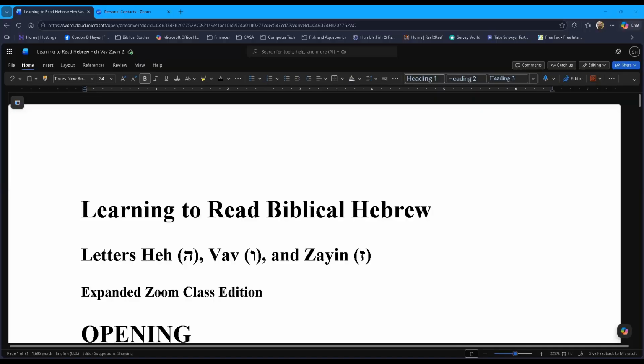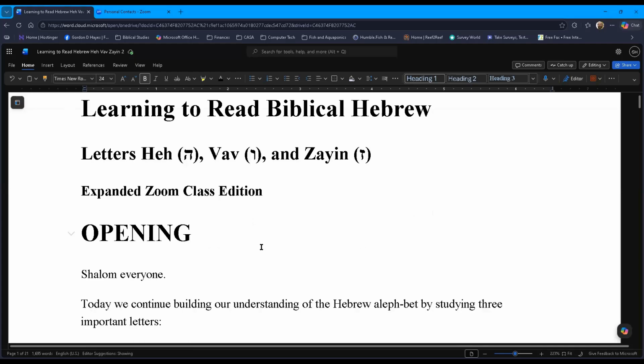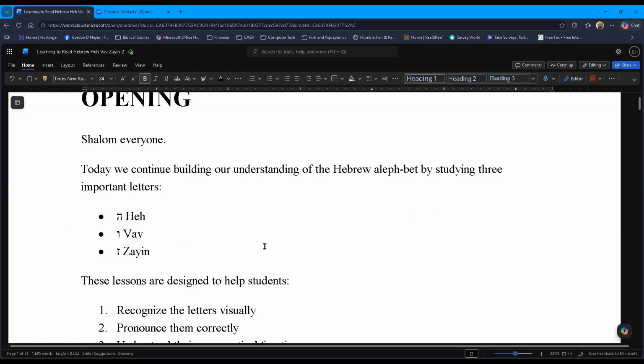All right. Tonight's lesson in learning to read biblical Hebrew, we're going to look at the letters He, Vav, and Zayin. These are the fifth, sixth, and seventh letters of the Hebrew alphabet.